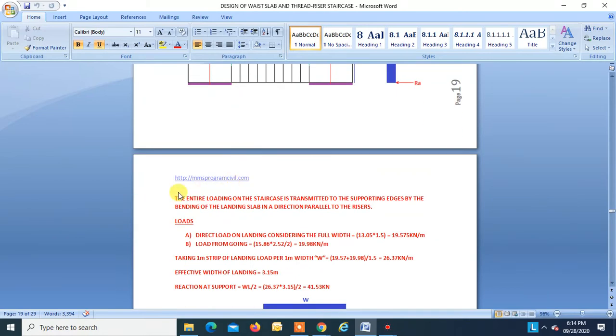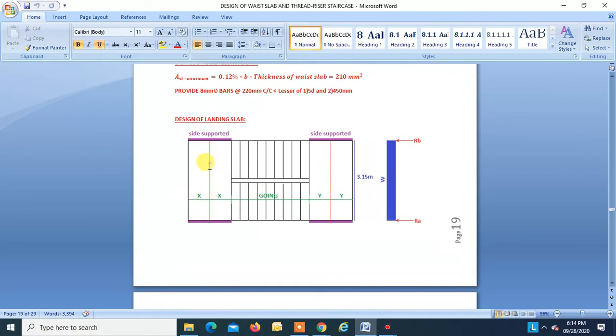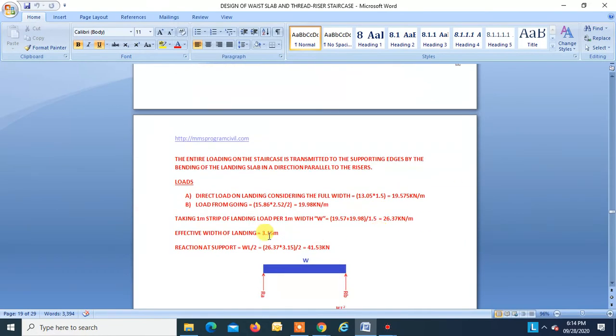So the entire loading on the staircase is transmitted to the supporting edge by the bending of landing slab in a direction parallel to riser, right? So the slab is going to bend like this and pass on the load to this support and this support, okay? So that load will be W, and you will get two reactions, RB and RA. So let us find the loads.